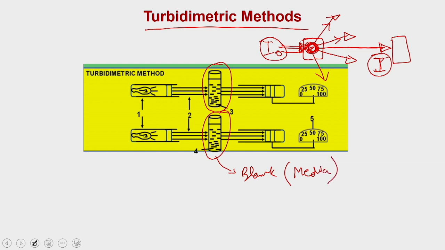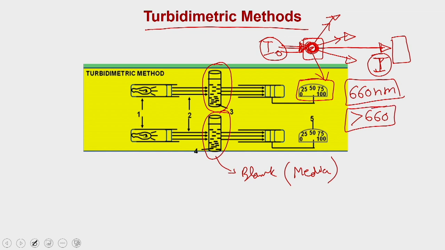for culturing this bacteria. You put the media as a blank, and then you put the growing bacteria into the other cuvette, and then you collect the absorbance or the scattering of these cells at 660 nanometer or any wavelength bigger than this number, because beyond 660 you can measure the scattering of the cells. The number you get is the scattering or the turbidity of the solution, and that can be correlated to the number of bacteria present in this solution.